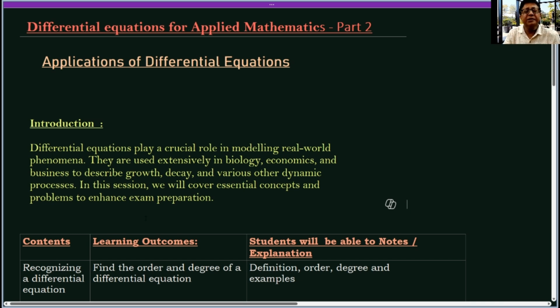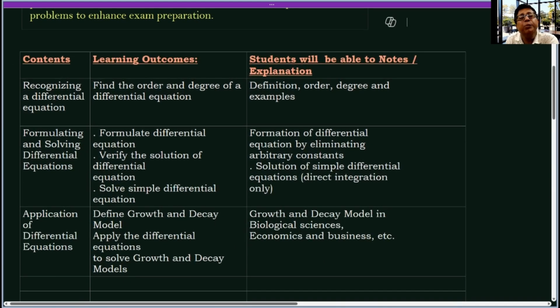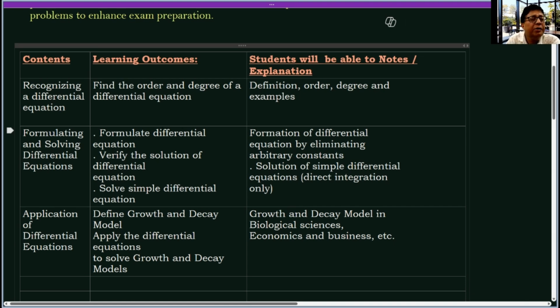So I will be just taking 1 or 2 minutes to explain what is expected from you in board examination. See the content here: recognizing a differential equation, order, degree, example, formulating and solving differential equation. This part is also done, solution of simple differential equation. I did not have scope to discuss all difficult sums, but I told you how to prepare on those topics. But this one is left, application of differential equations, growth and decay model.